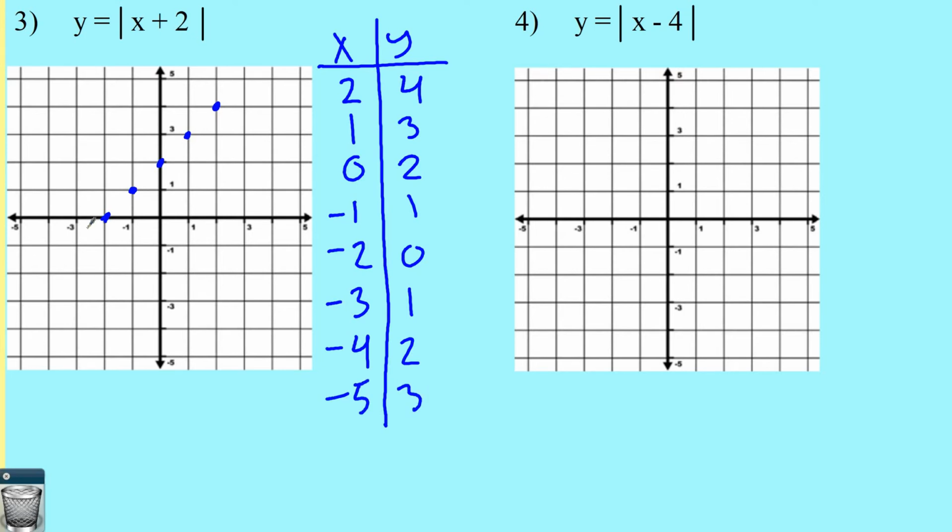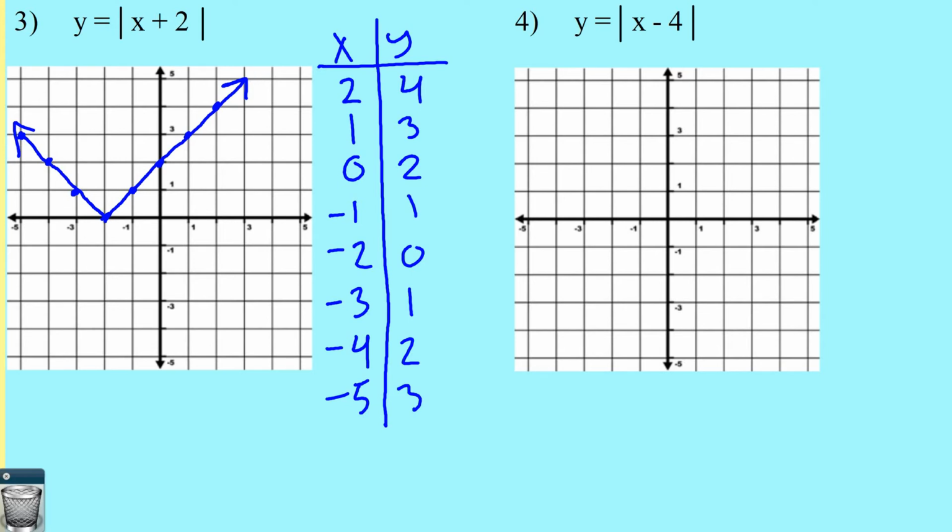So now we start to get the turning point. I'm sorry, -4, 2, -5, 3. There we go. So we include our lines and we draw our arrows.